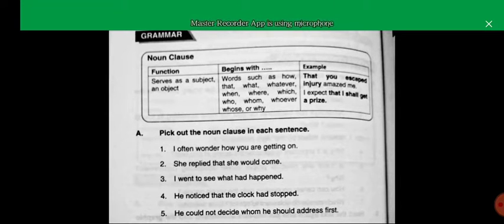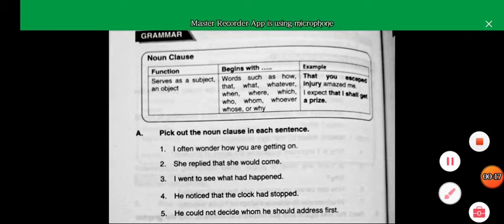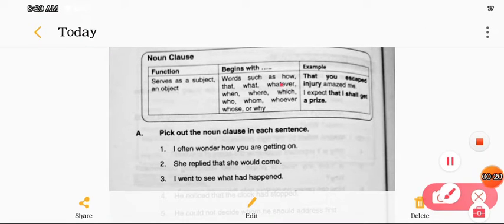A noun clause serves as a subject or an object, and it always begins with words such as how, that, what, whatever, when, where, which, who, whom, why, whoever, or whose. So these are the starting words that can be at the start of the clause.